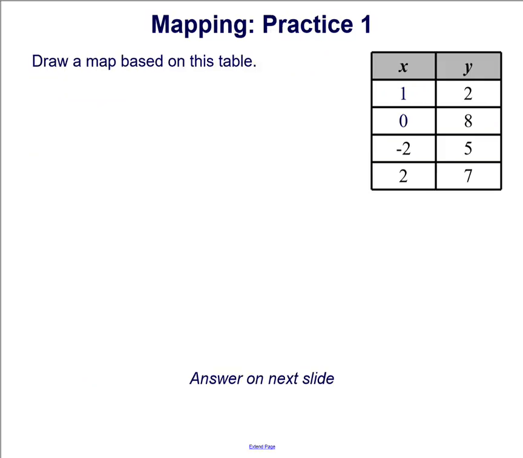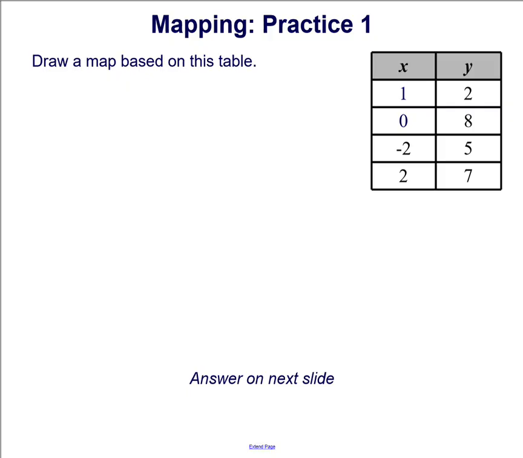Here's the first practice with mappings. Draw a map based on this table. So what you'll do is make two rectangles, one for your x numbers and one for your y numbers. And then you're going to draw arrows from the x value to its corresponding y value. Pause the video, try it, and when you've completed your mapping, resume watching the video.